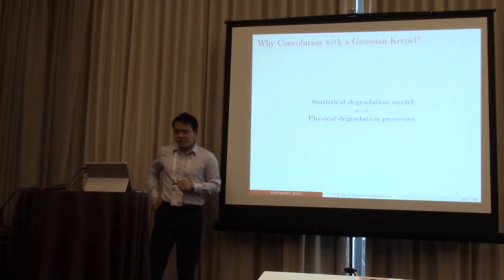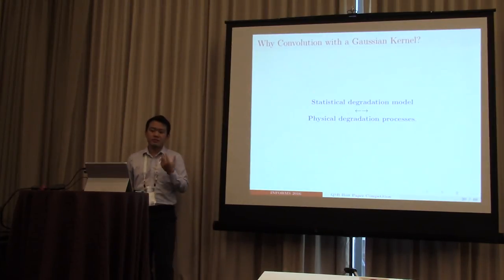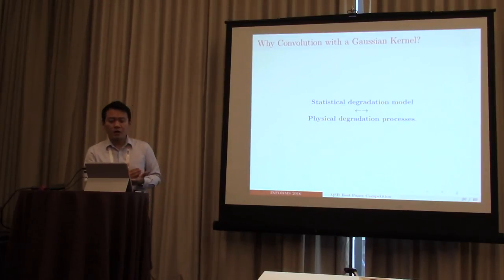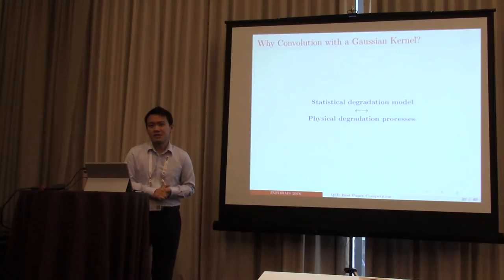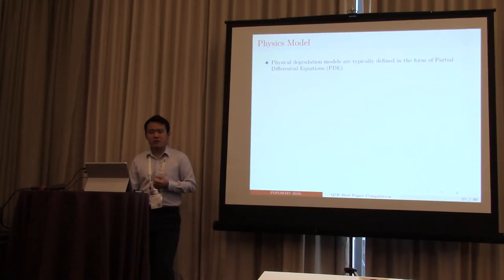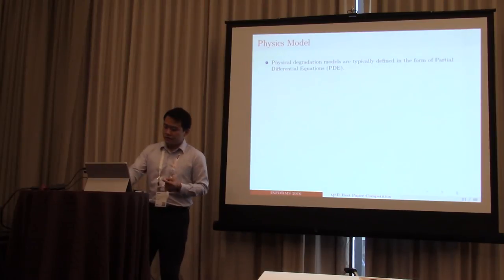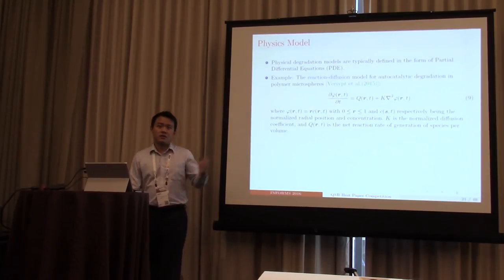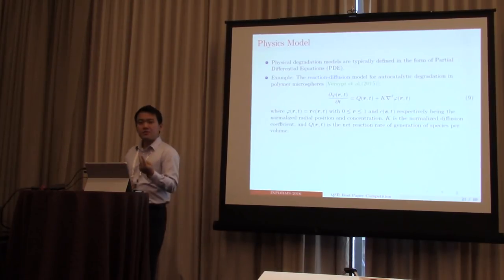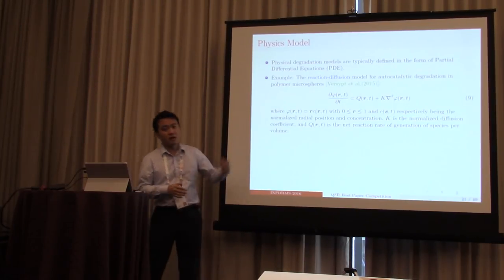The reason why it's a good choice, simply put, is that by assuming a convolution with a Gaussian kernel, we can establish the relationship between the statistical degradation model and some physical degradation processes. Physical degradation processes are very often defined by partial differential equations. In the first motivating example, we've already seen this physical degradation process for the autocatalytic degradation. There are two terms on the right side, a reaction term and a diffusion term.